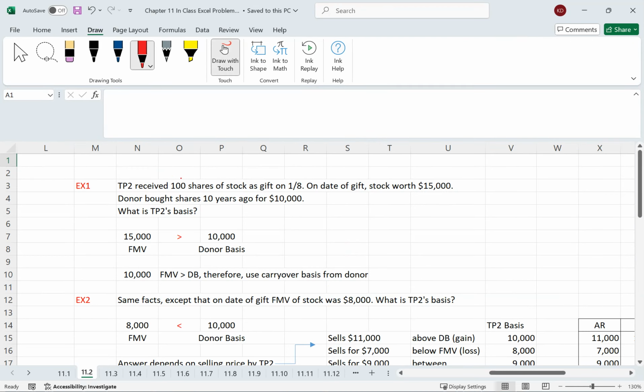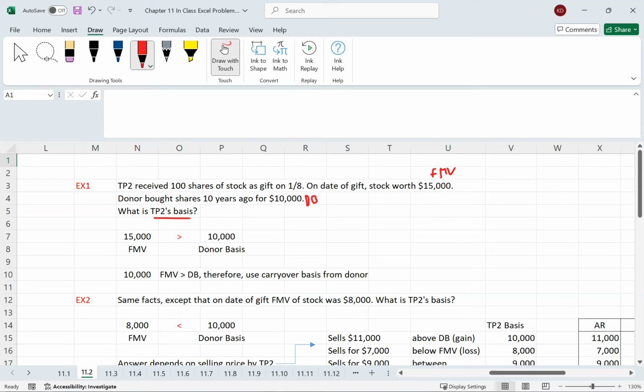All right, so a taxpayer received 100 shares of stock as a gift on 1/8. On the date of the gift, the stock was worth $15,000. So there's the fair market value on the date of the gift. The donor, grandma, her basis, the donor's basis, was 10 grand. So it's gone up in value. It's like the Pokemon card.